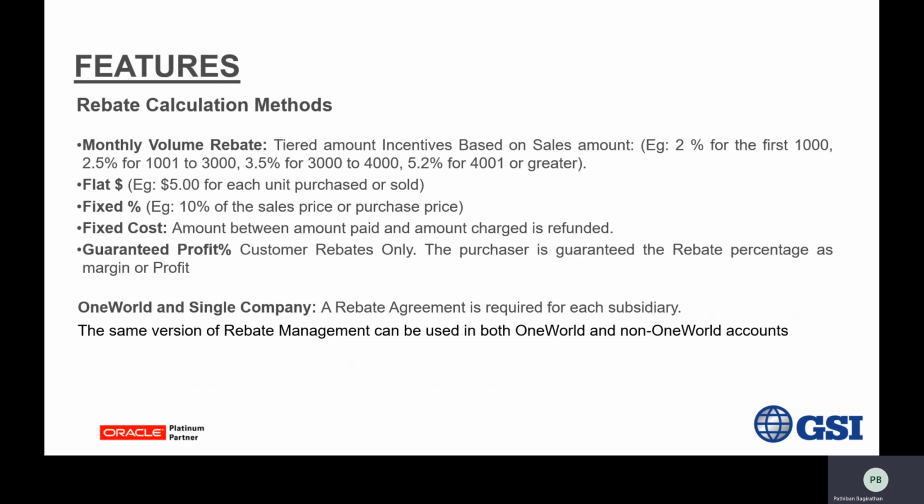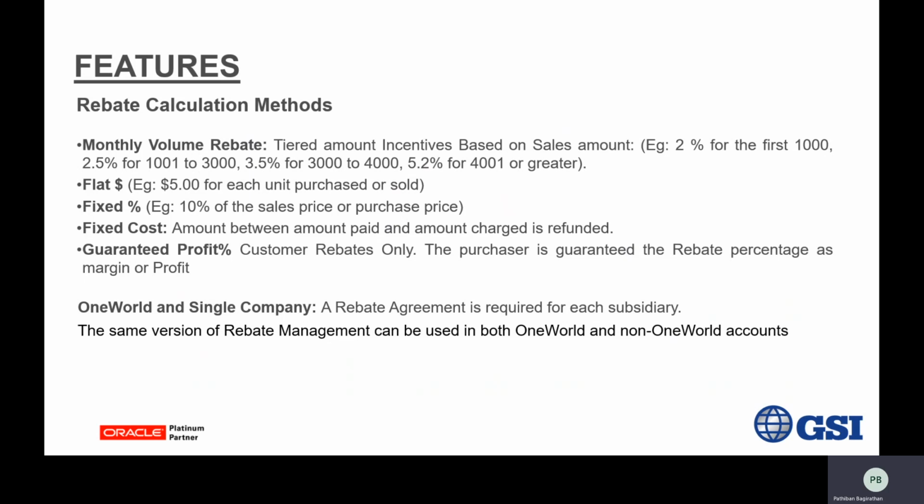Flat dollar amount. So let's say you purchased an air conditioner and you got, let's say, a $5 rebate. Okay, it's a flat fee. Or you can do a percentage fee, 10% off the sales price or purchase price of that air conditioner. Or is it a fixed cost? Amount between amount paid and amount charged is refunded. And for customer rebates, the guaranteed profit percentage: the purchaser is guaranteed the rebate percentage as marginal profit.